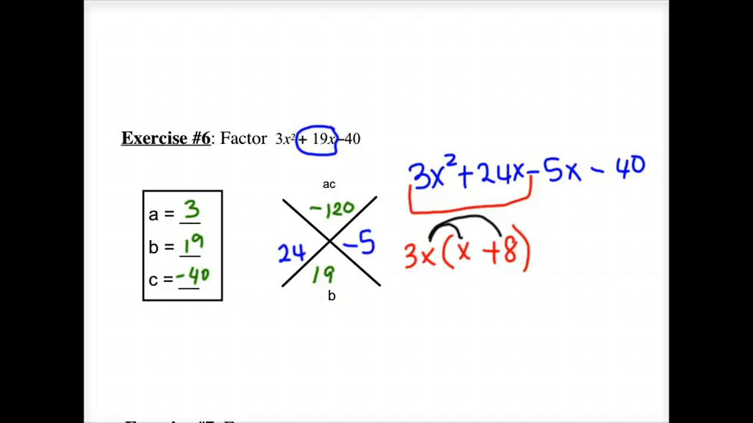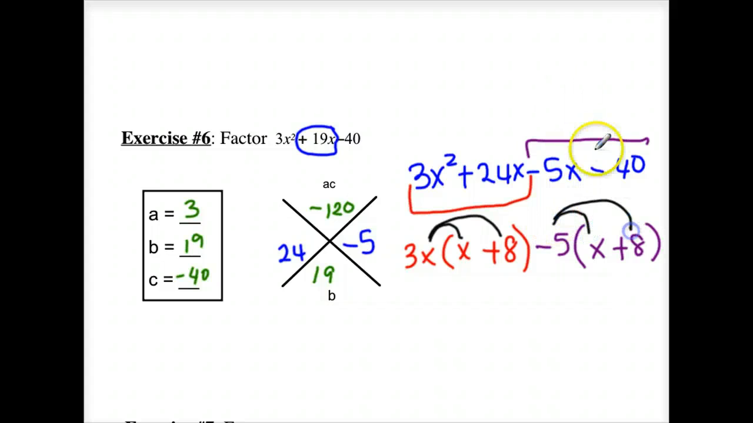Then I want to go ahead and take my second two terms and see what they have in common. So it looks like they have a minus 5 in common. This becomes x plus 8. And remember what I tell you, these two parentheses here are always going to have the same exact thing in common. Again, if I distribute this, I will end up with what I started with up here.